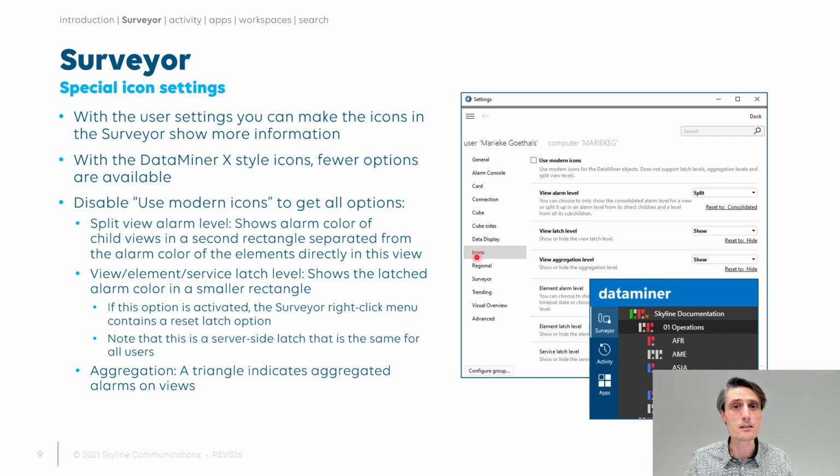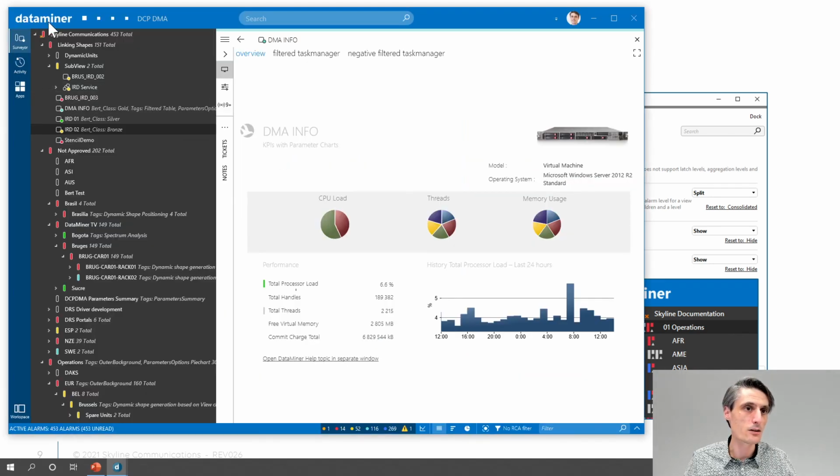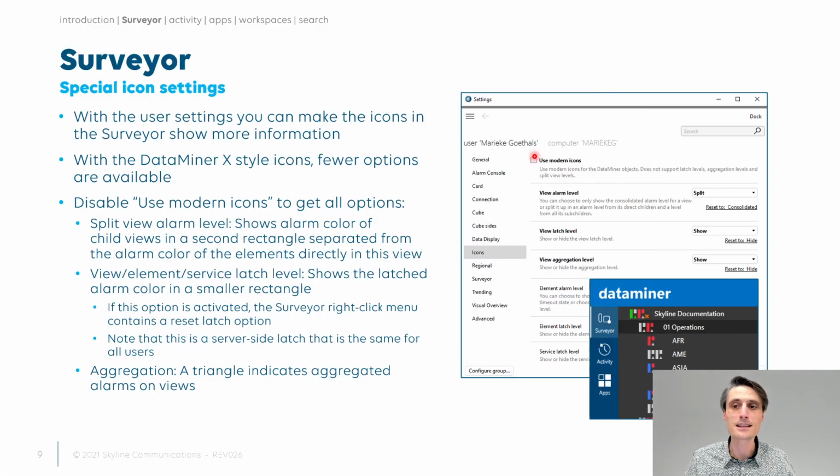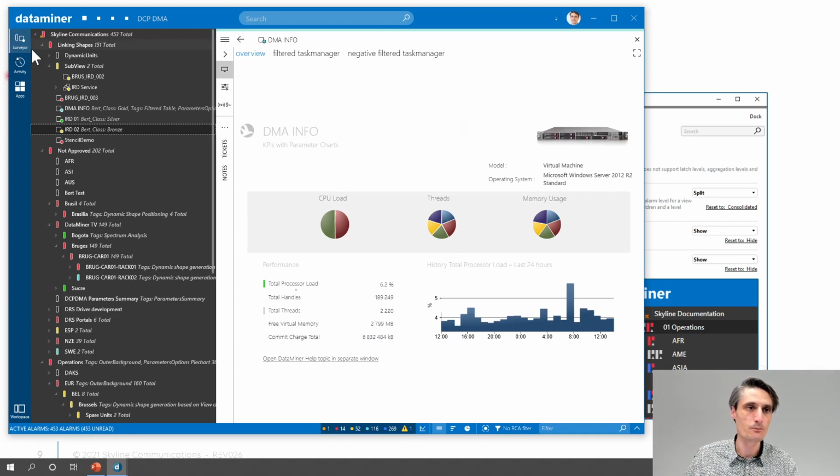So within the icons section, you do have, first of all, the option to use the modern icons. Those are the icons that I currently have in my system. If I deactivate it, I will have those options to do a couple of things. What can I do? First of all, I can split the view alarm level. What is splitting the view alarm level?